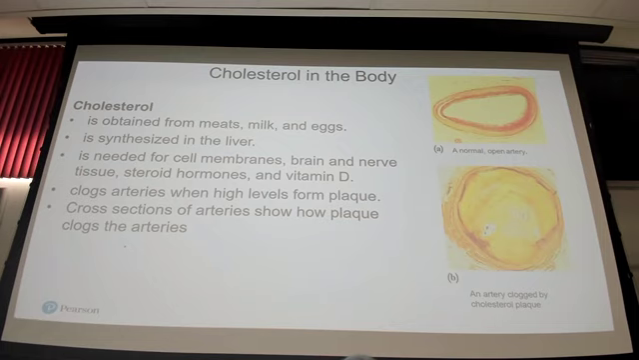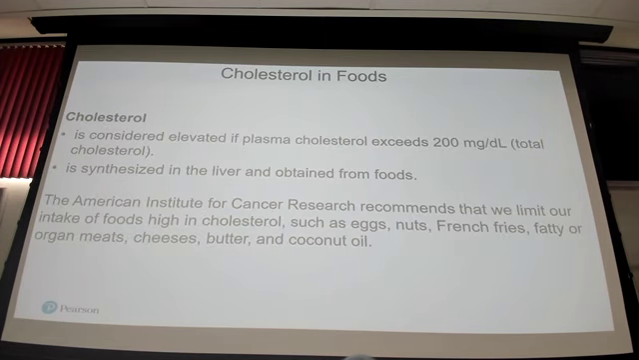So we know that cholesterol is found in a lot of different foods. High cholesterol levels are found in animal red meats and things like that, and so we want to limit the amount of foods that contain high levels of cholesterol, and that is a recommendation by the American Cancer Society. A lab test measures our cholesterol level. If our cholesterol is above 200 milligrams per deciliter, that puts us at risk for having cardiovascular disease.